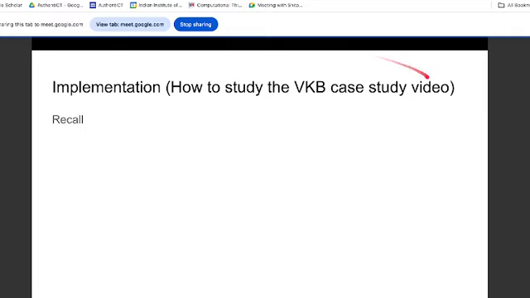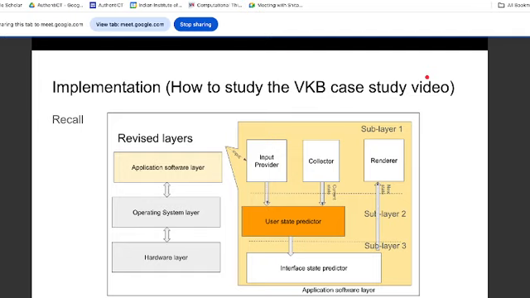So I'm just sharing with you my method of understanding a case study video. What I do is I try to recall what we have learned previously. So we saw that there are three layers. We are talking mostly about the application software layer in our study. There are three sub layers within this application software layer. If it was not user centric computing, this second sub layer of user state predictor is not in the picture.